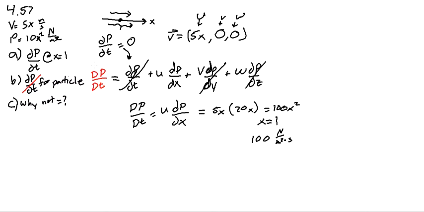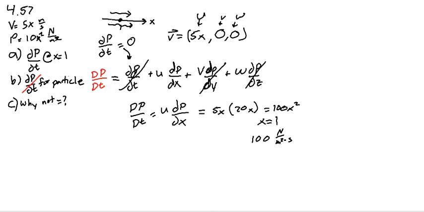Alright, now we're going to explain the difference. Why are they not equal? Well, if you look at this particular point, there's no time change. The particles flowing past this point are going to be producing the same pressure if you wait here for 1 second or a million years. However, dp dt does not look at the point. It looks at the particle.